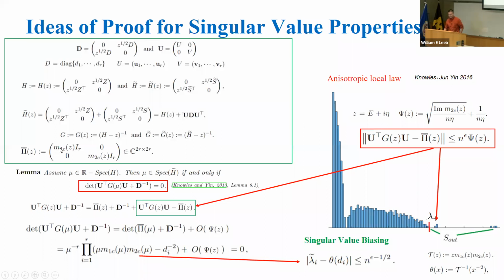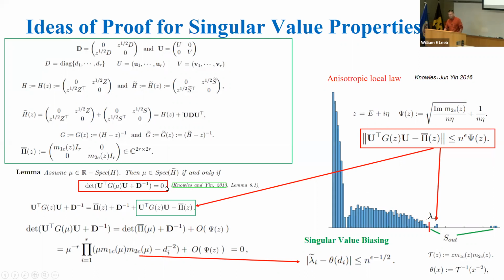And the pi is constructed by the stereo transform N1C and N2C. So from the previous result by Knowles and Yin in 2013, we know that when we study the eigenvalue of tilde H, at the same time we can study the singular value of tilde S. So if mu is an eigenvalue in the spectrum of tilde H, then the determinant of this matrix should be equal to 0.